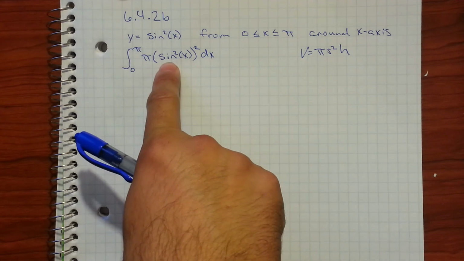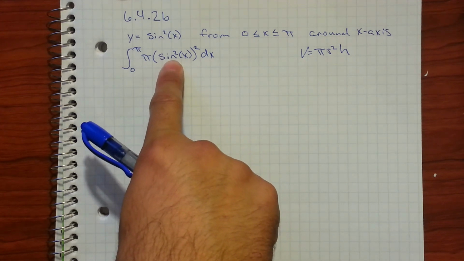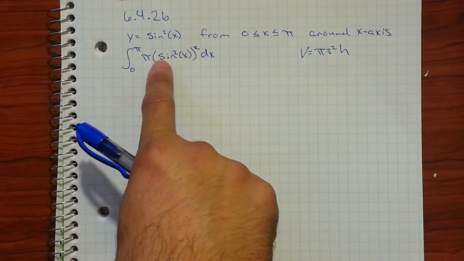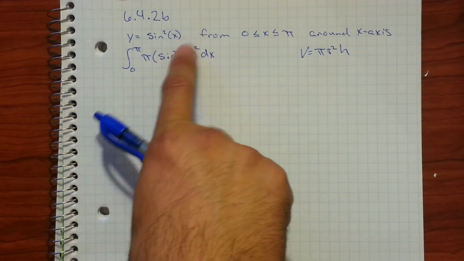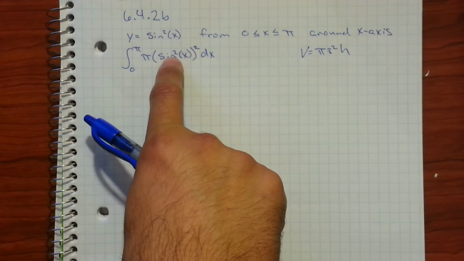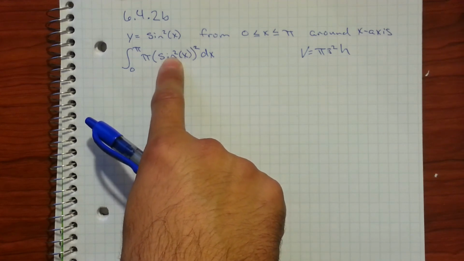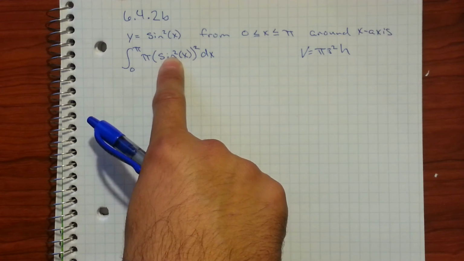As I stated last video, I cannot do sine squared yet. I can't do that one yet. I can't do sine squared, and I definitely cannot do sine to the fourth. So what I'm going to do is use the substitution I used on the previous problem to be able to go ahead and do this one here.